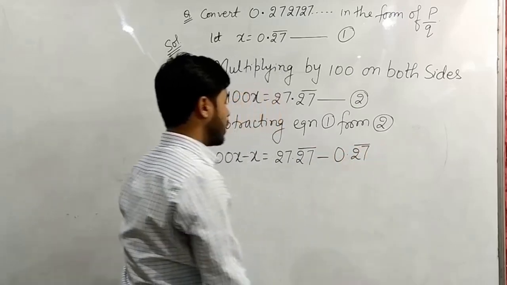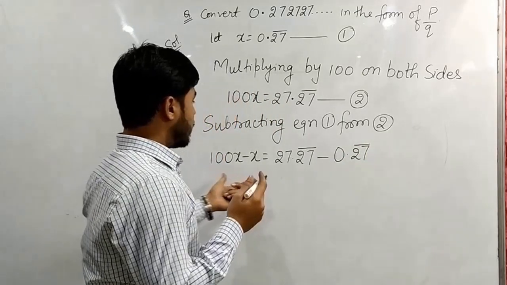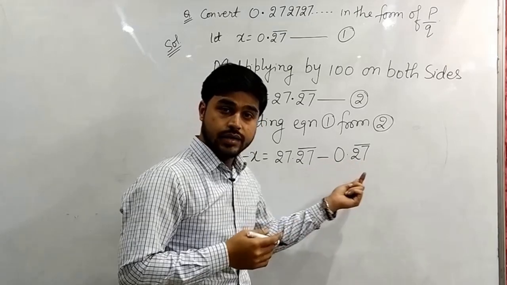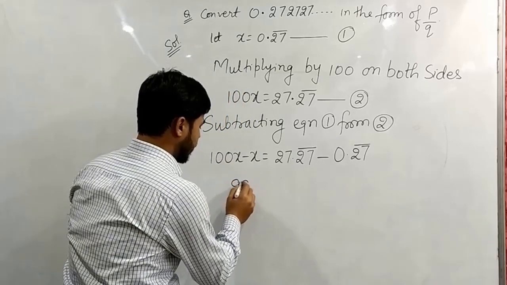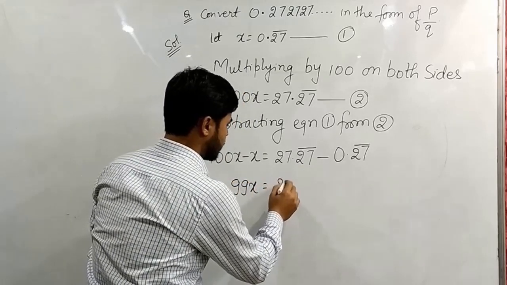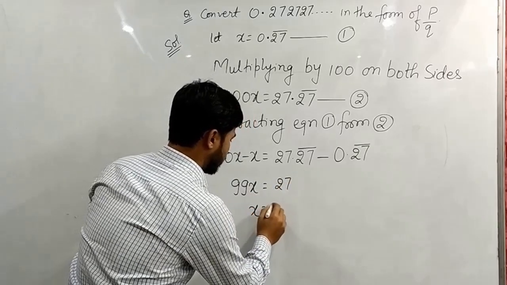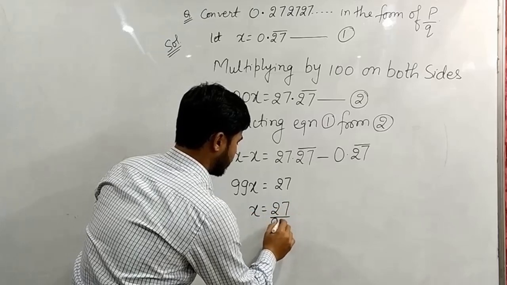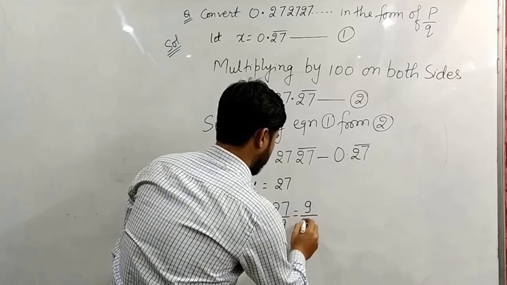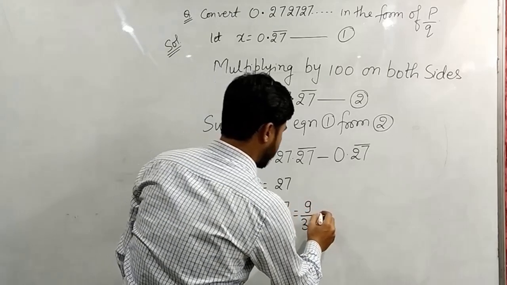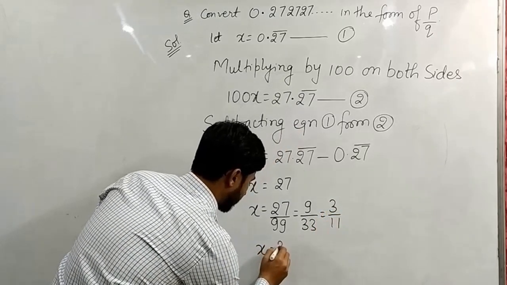Now the digits after the decimal are again the same, so we are going to get 0 after the decimal. So here it is 99x equal to 27.000, and I am writing it only as 27. So it will become 27 upon 99, and if I divide it by 3, it will become 9 upon 33, and it can again be divided by 3, so it will become 3 upon 11. So x is equal to 3 by 11.